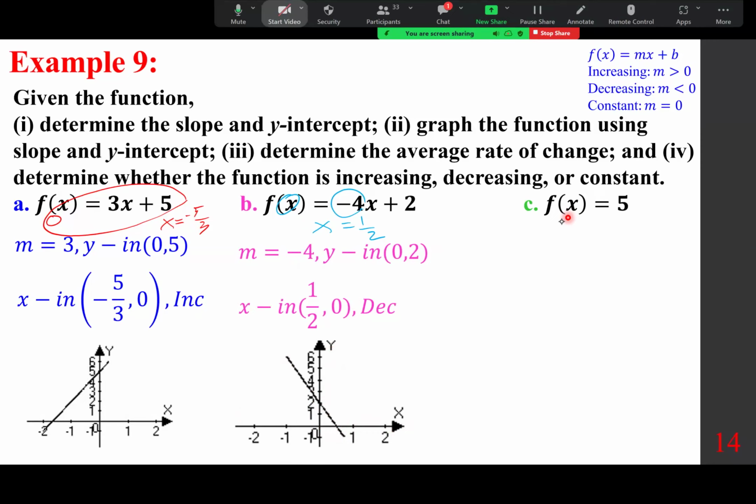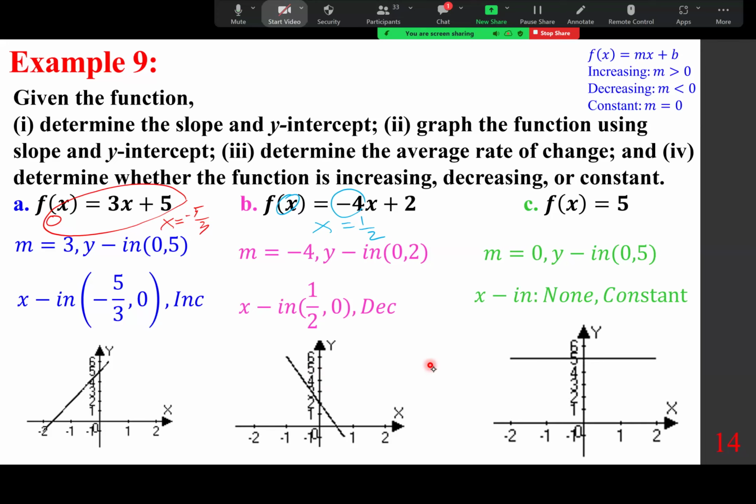Finally, f of x or y equals 5. This is a horizontal line with a slope of 0 and the y-intercept of (0, 5), which means the average rate of change is 0. The function is constant. There is no x-intercept. So draw a horizontal line through (0, 5). So this is (0, 5), and that's the line.